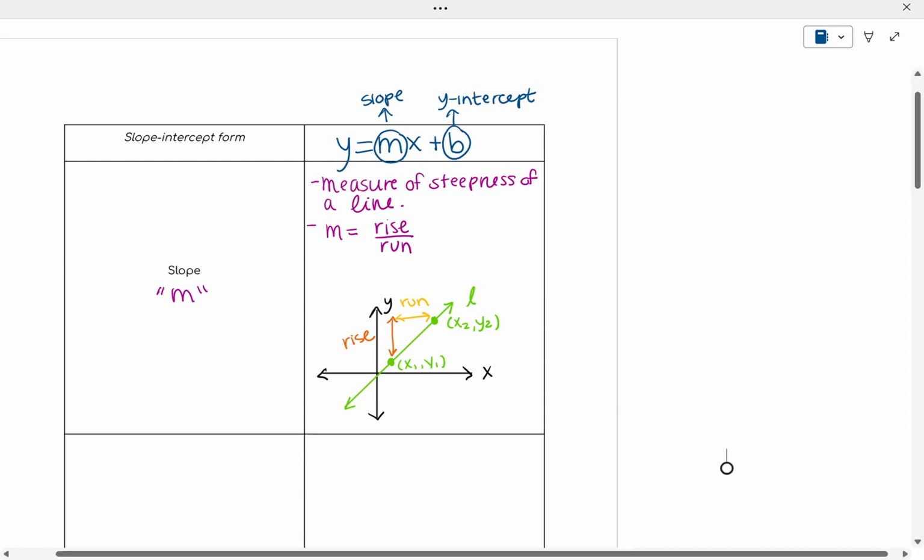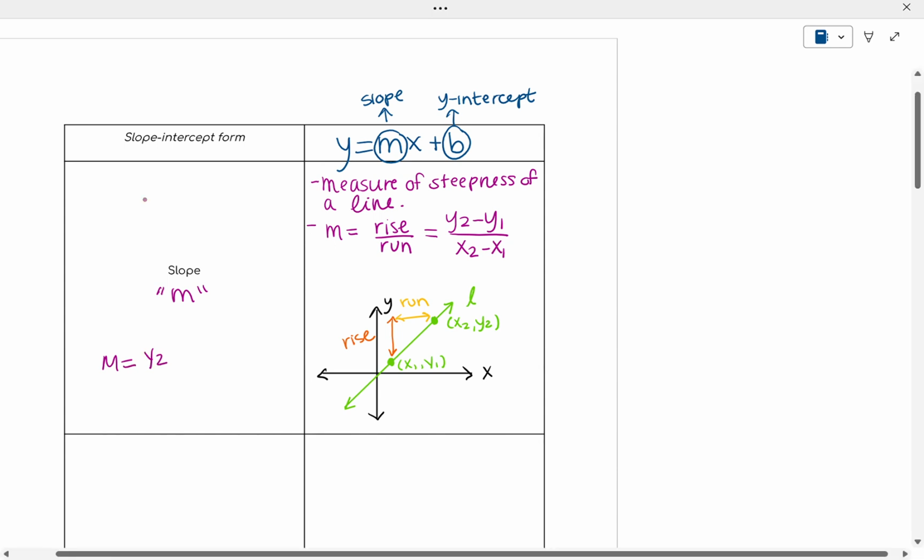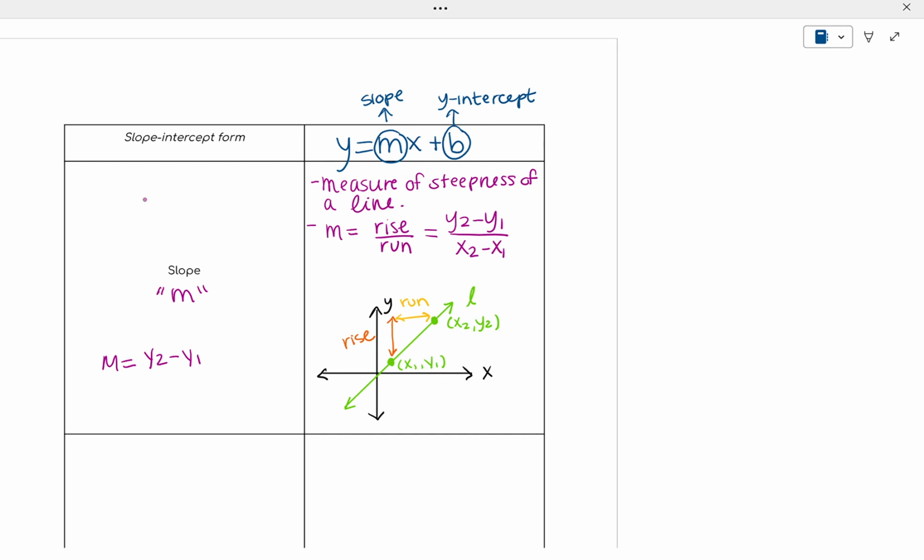And so if we were given 2 points and we wanted to find the value of the slope, we can do this using those 2 points by just saying that the rise is equal to y2 minus y1 over x2 minus x1. So the key idea to remember here is that m is equal to the rise over run, and that we can find the value of the slope if we just subtract the 2 y coordinates and divide it by the 2 x coordinates.